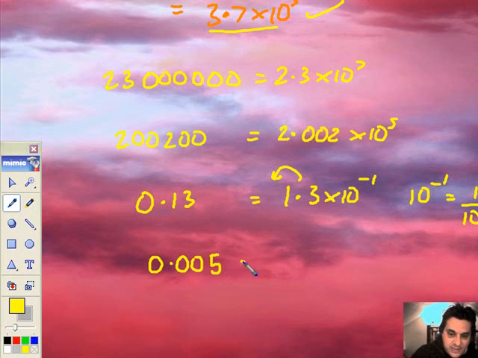I've got 0.005, so that's easy. It'll be 5 times 10 to the power of 1, 2, 3, going backwards. So it's negative 3. Alright? That one's just way too big to write down, takes too long. I'll do this one.